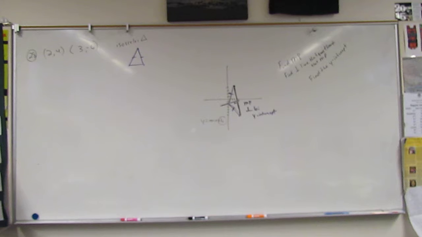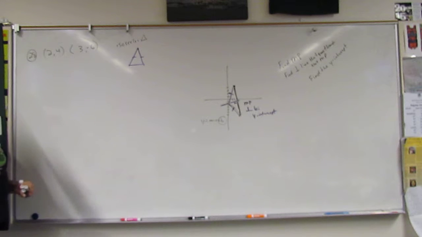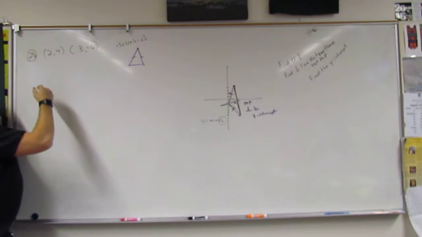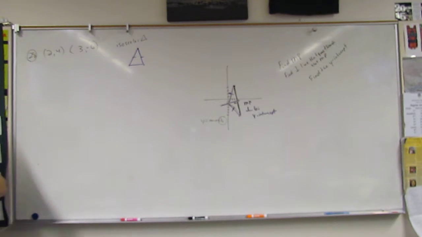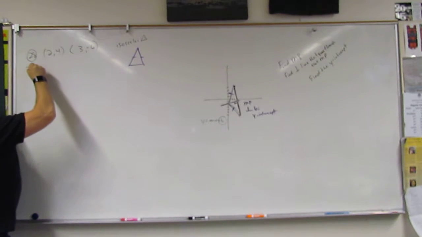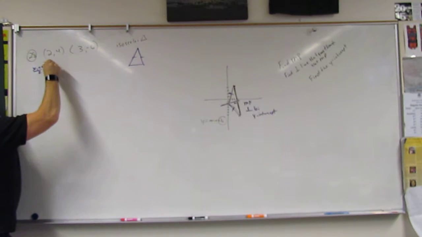Y equals mx plus b. You find the midpoint. Oh, yeah, we gotta find the midpoint. How do I find the midpoint? The midpoint is not y equals mx plus b. It's x1 plus x2 divided by 2, and y1 plus y2 divided by 2.